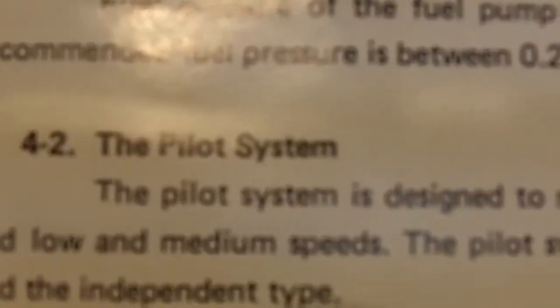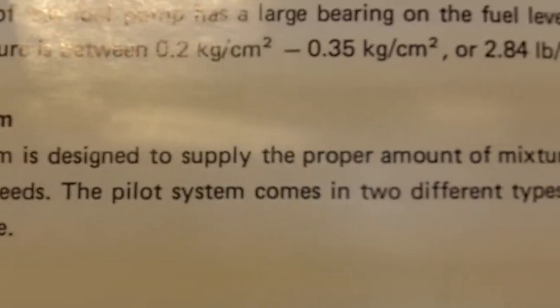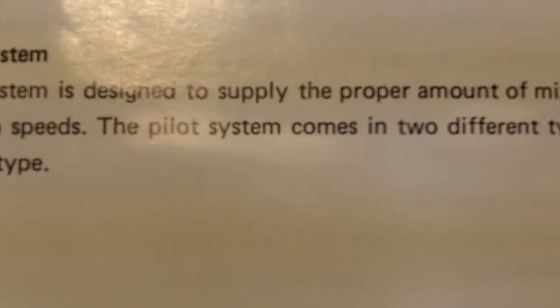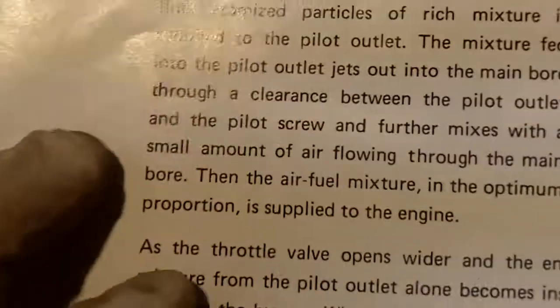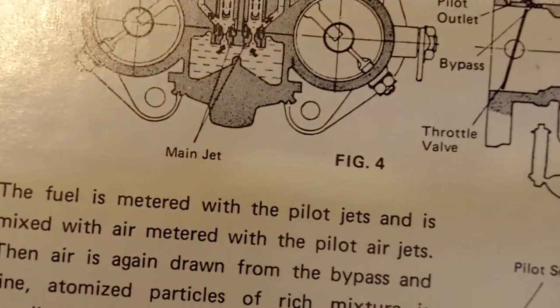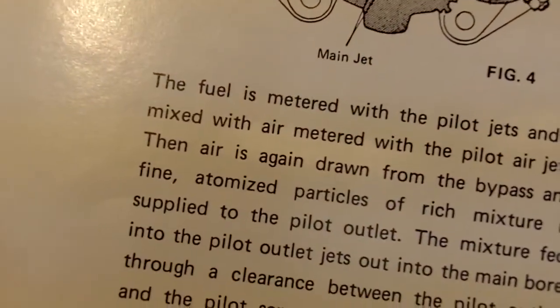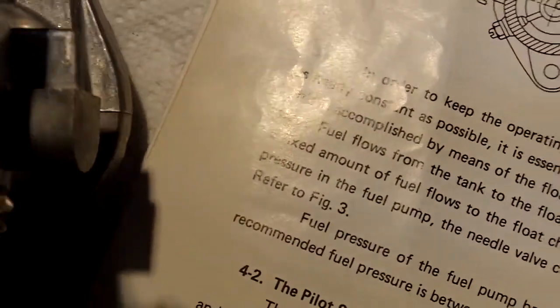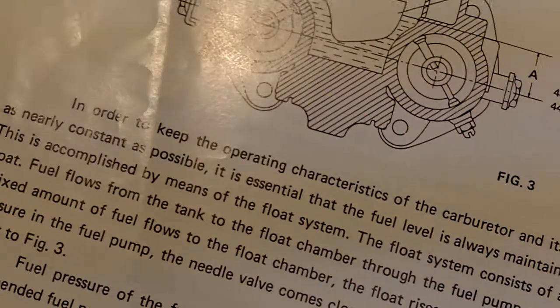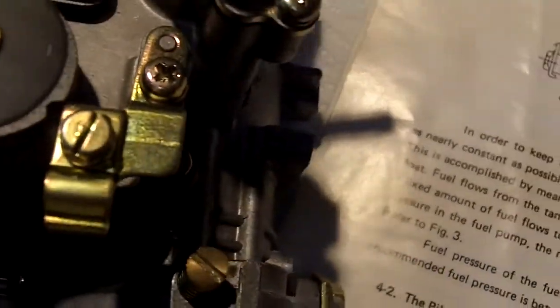The pilot system is designed to supply the proper amount of mixture for the engine at idling and low to medium speeds. We don't have to worry about the pilot system in two different versions. The pilot jets are obviously associated with the pilot screw. And so where are those pilot jets? Where are the pilot jets?